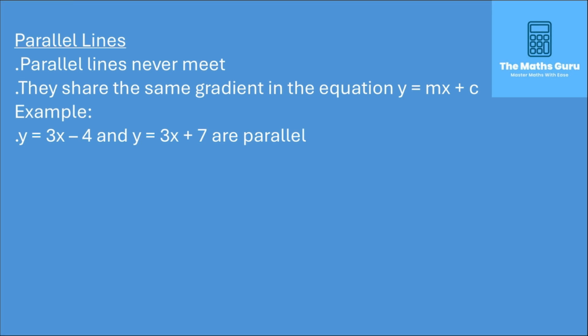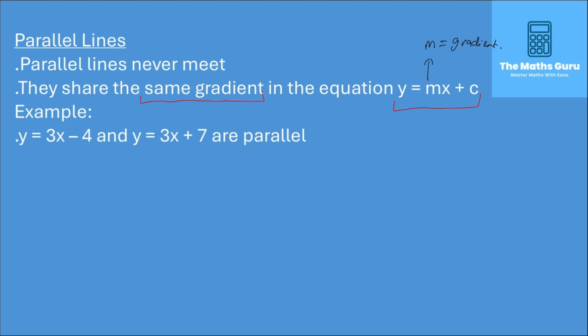To describe parallel lines, these are two lines which never meet and they have something in common. They have the same gradient in the equation y equals mx plus c. And obviously if you've watched my video on equation of the line, we will know that the letter that represents the gradient in this formula is our m. This represents our gradient. So when lines are parallel, their values of m are equal.